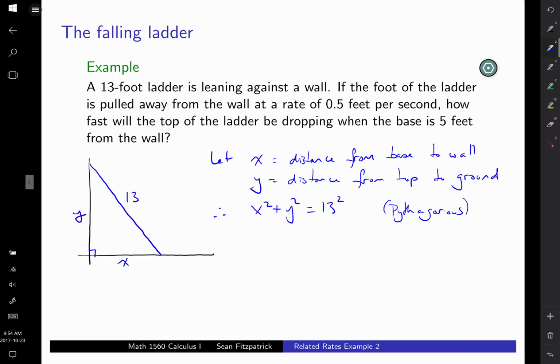So x and y are both going to change. As we start moving the base of the ladder, we can see that x is going to get bigger, y is going to get smaller. So we think of x and y as both being functions of t.